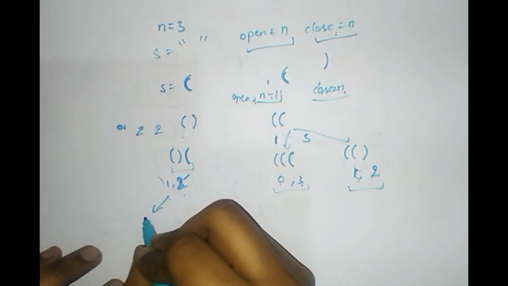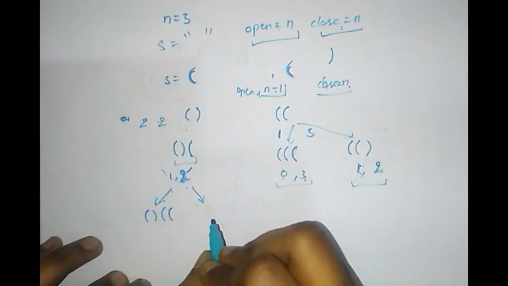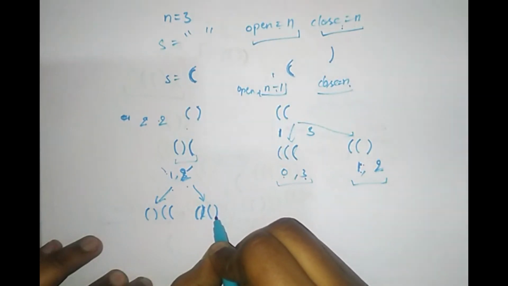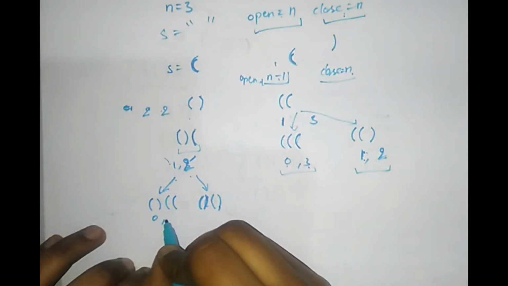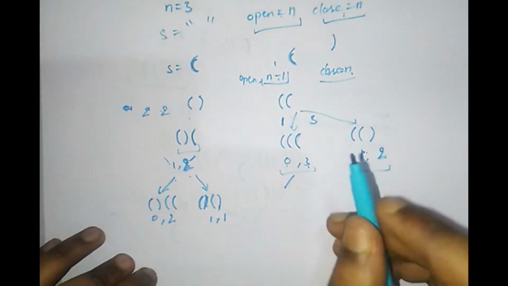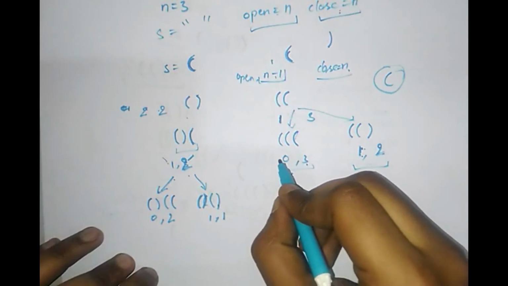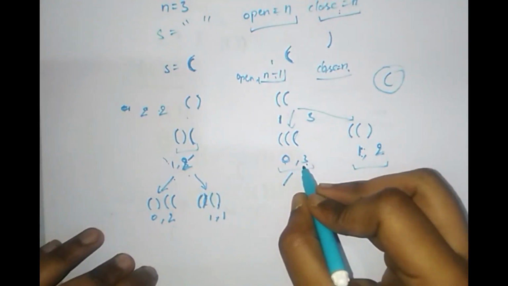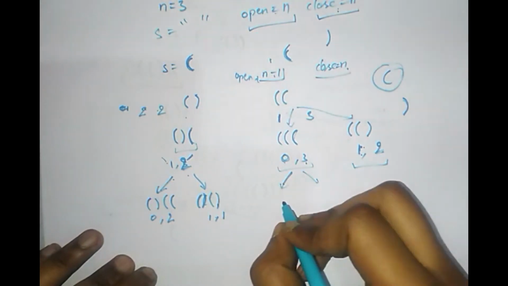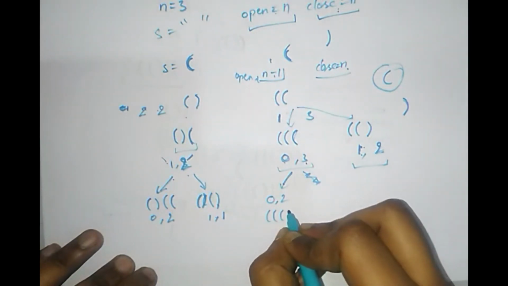Okay, if I append an opening bracket, then this. If I append a closing bracket, then what will be happening? This. Okay, from 0, 2, 1, 1, and if I am going to append now, here I can't append an opening bracket, because the value for open is 0. So I will append only a closing bracket. Got it? So this will be 0, 2, and my bracket sequence will be this.